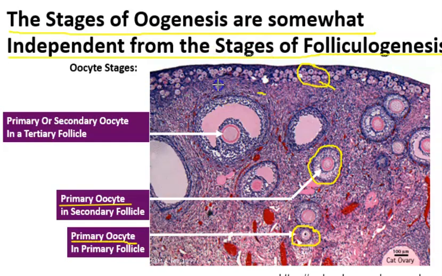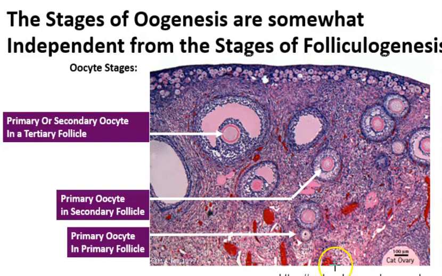When we get to this tertiary follicle stage, the antrum is present, and now we never get to a tertiary oocyte. That doesn't exist. This could either be a primary or a secondary oocyte. So it's a little bit independent. So we're going to discuss just oogenesis by itself and then look at the two processes side by side for naming conventions.